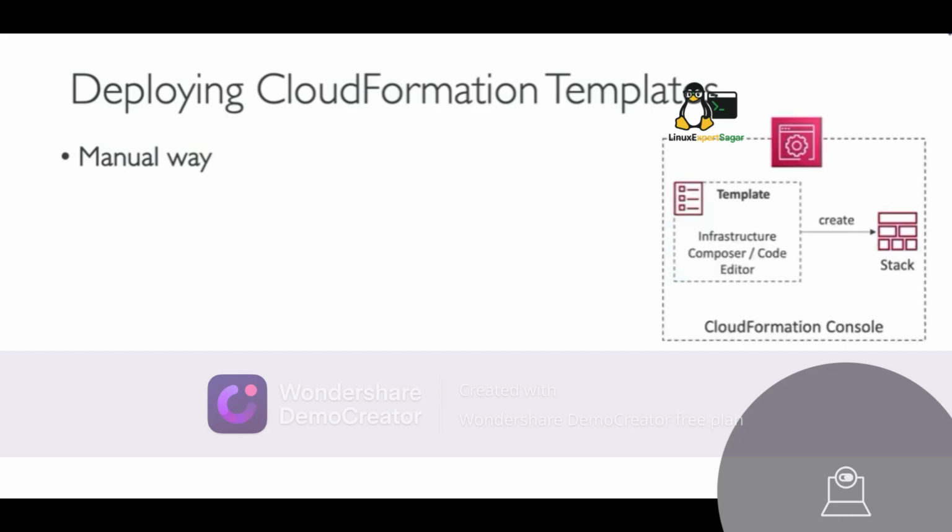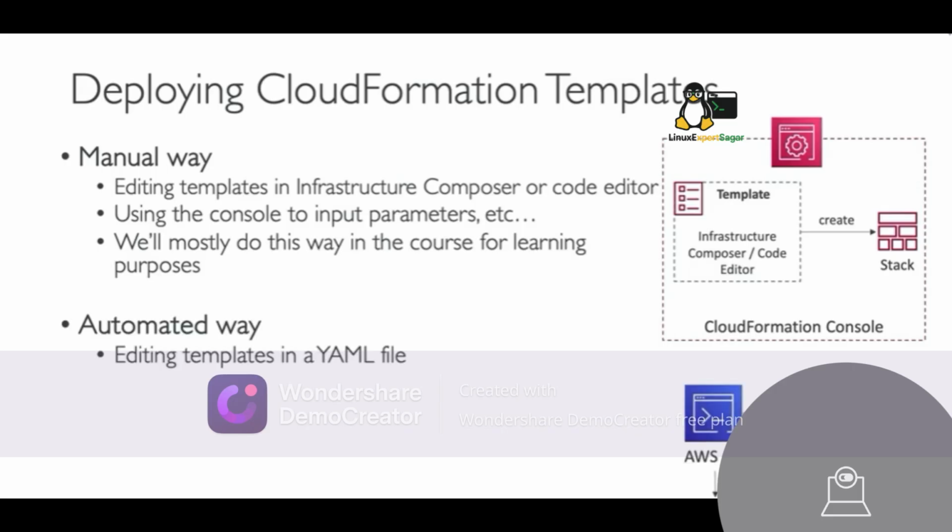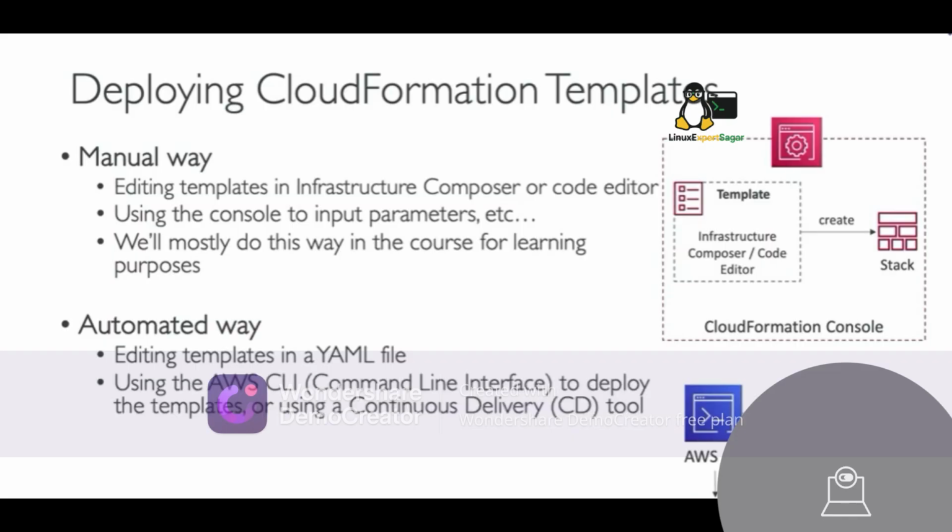Now, how do we deploy CloudFormation templates? Well, there is the manual way in which we're going to use something like Infrastructure Composer or a code editor to directly create our CloudFormation templates. And then we use the console to input the parameters and so on. And we'll do this method mostly in this course for learning purposes, or you can go the automated way. So you're going to edit your templates in a YAML file, and then you use the CLI to deploy the templates, or you use a continuous delivery tool to do this automatically on the cloud. And it's recommended if you want to fully automate your flow to deploying CloudFormation templates.